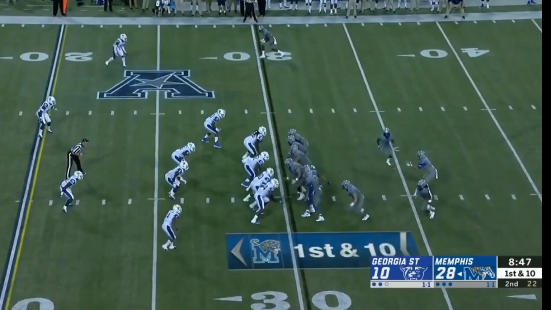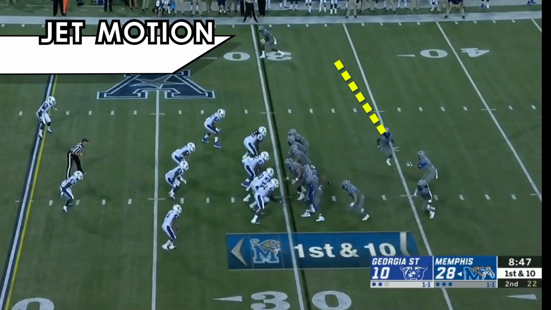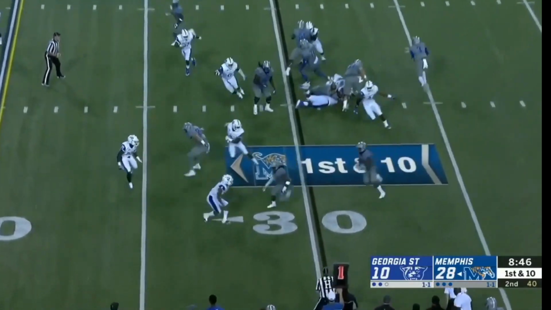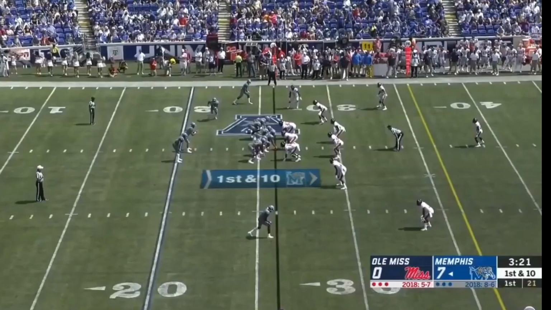Norvell will also motion another back into the backfield before the play starts. This pre-snap motion, where the player runs parallel to the line of scrimmage, is commonly referred to as jet motion. This allows the running back to stress the linebackers as he has a running start towards the perimeter. If the linebackers start flowing outside when they see jet motion, then Norvell can run inside zone back in the other direction.